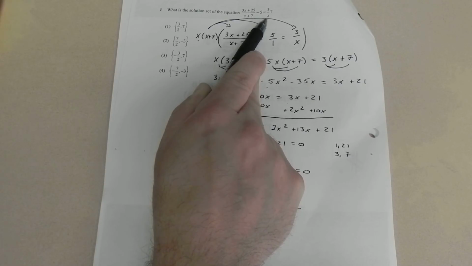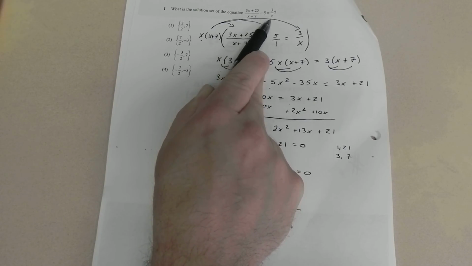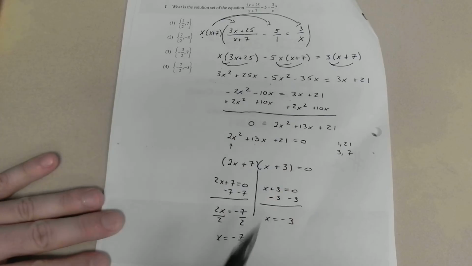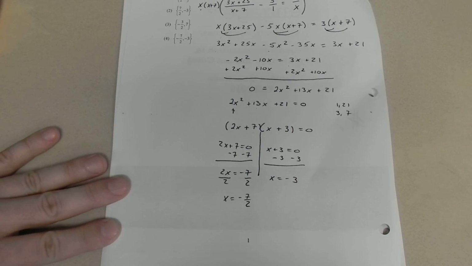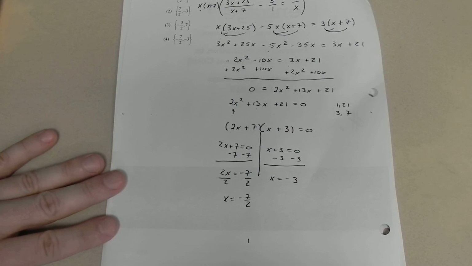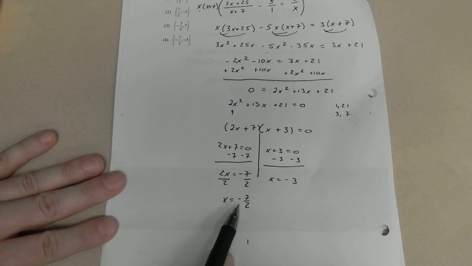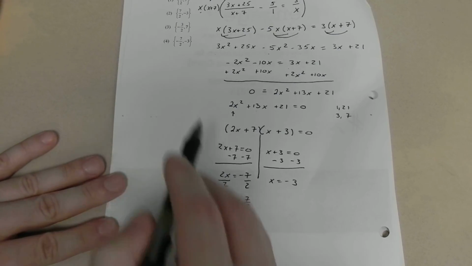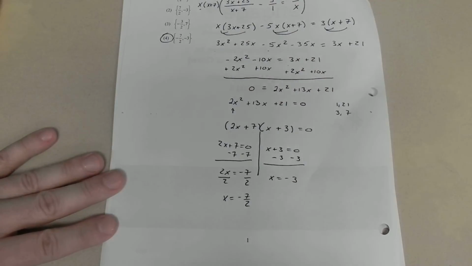I know that I would not be allowed to include solutions of negative 7 or 0. Neither of my solutions were negative 7 or 0. Negative 7 halves and negative 3 are my solutions.